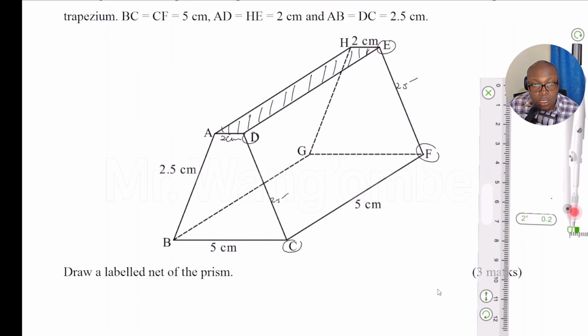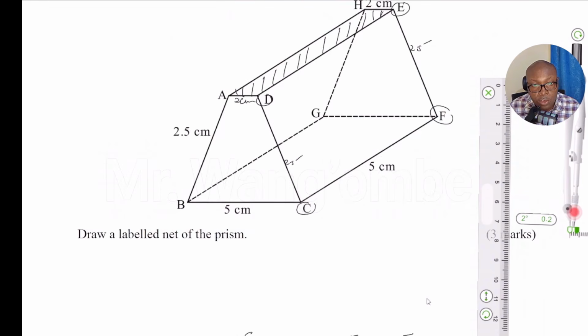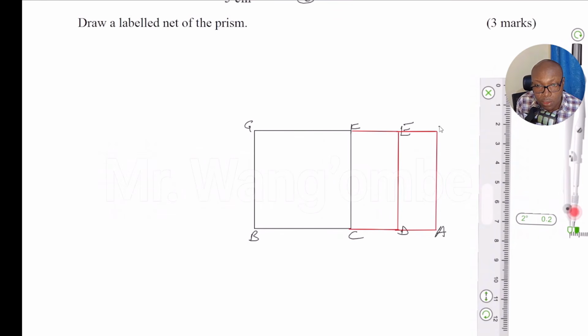Let me show you the face that I've drawn. This is DE. So I have AH. On the side of D, I have A, and then this one is H.